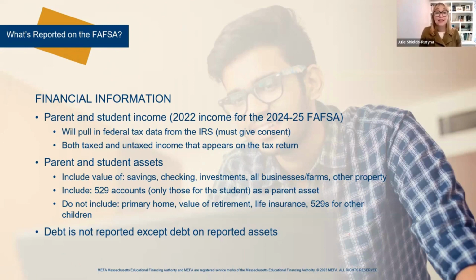So both taxed and untaxed income that appears on your tax return will come right over into the FAFSA. And then assets. You'll also want to put in assets if asked.